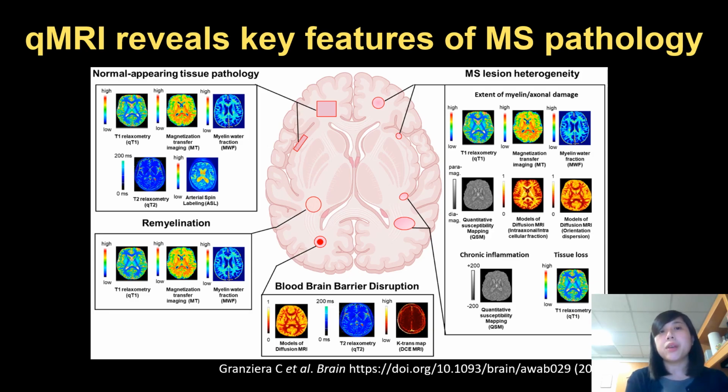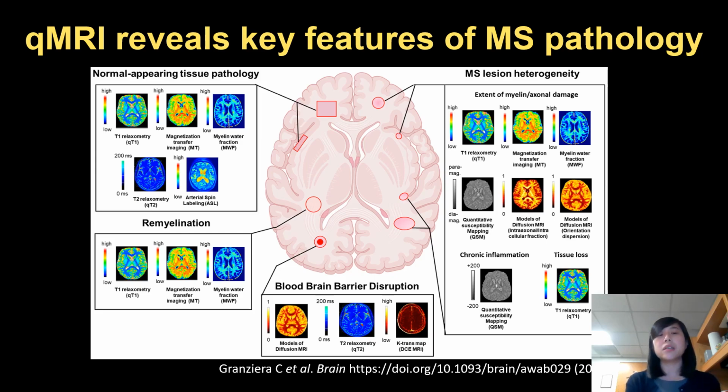Quantitative MRI promises to reveal key features of white matter pathology, and in my talk today I will use as an example multiple sclerosis, which is the most common demyelinating disease of the central nervous system. So the hypothesis and premise of using quantitative MRI is that we can better quantify the extent, type, and spatial distribution and evolution over time of tissue damage in patients with multiple sclerosis using quantitative MRI.